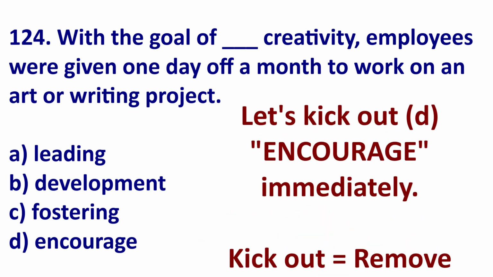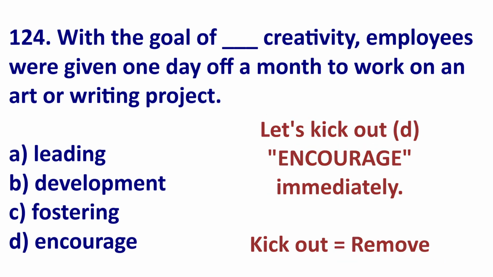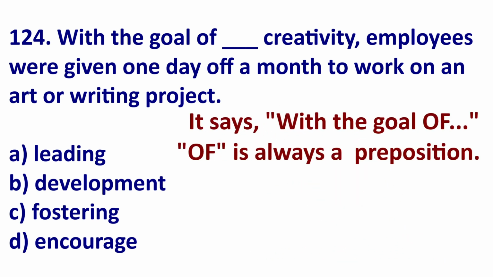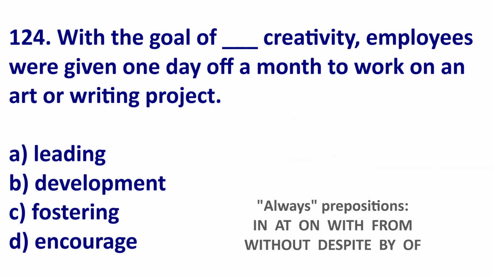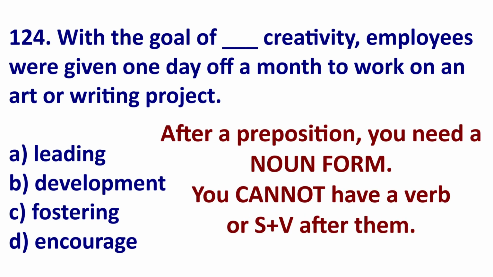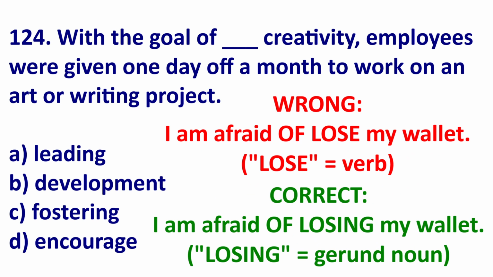First, eliminate D, encourage. Why? You see with the goal of. Of is a preposition. Examples of key prepositions are in, on, from, about, and there's many more. Prepositions need to be followed by a noun form, not a verb, neither subject plus verb. It is wrong to say, I am afraid of lose my wallet. Correct, I am afraid of losing my wallet.